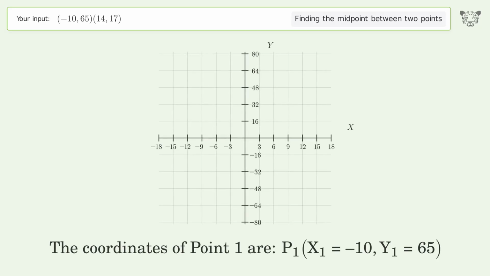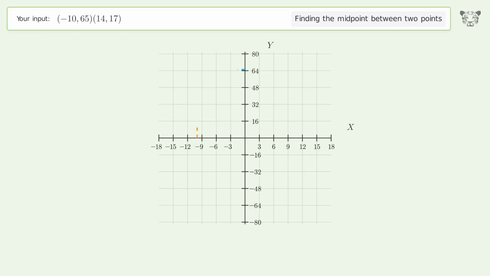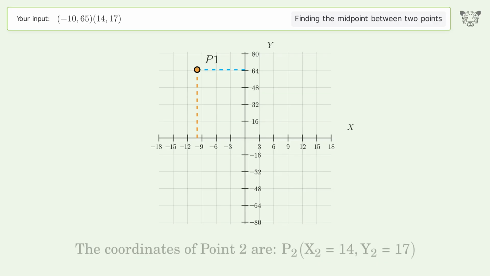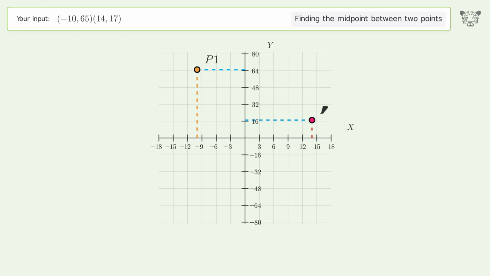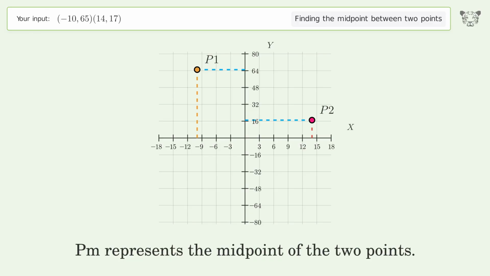The coordinates of point 1 are x1 equals -10, y1 equals 65. The coordinates of point 2 are x2 equals 14, y2 equals 17. PM represents the midpoint of the 2 points.